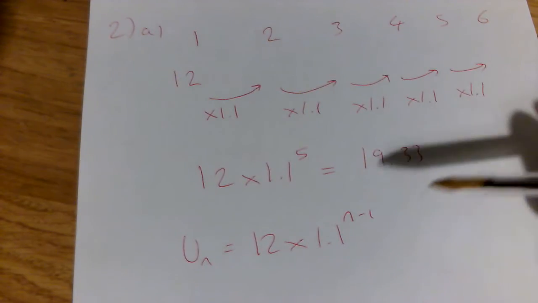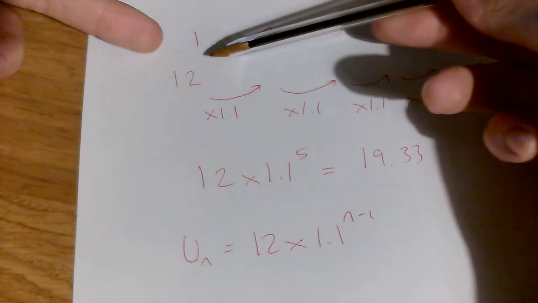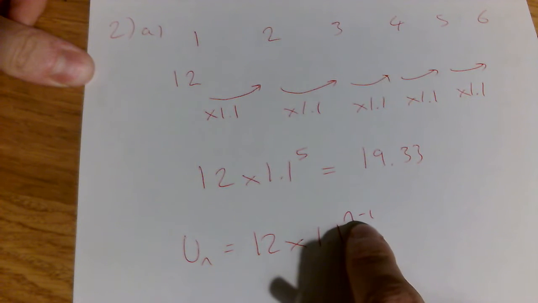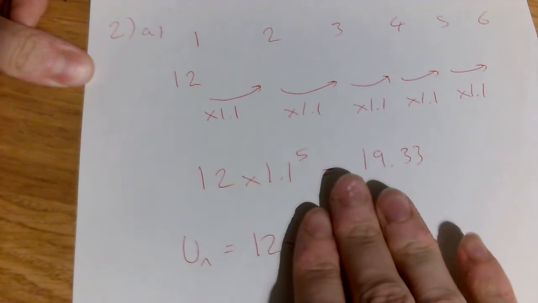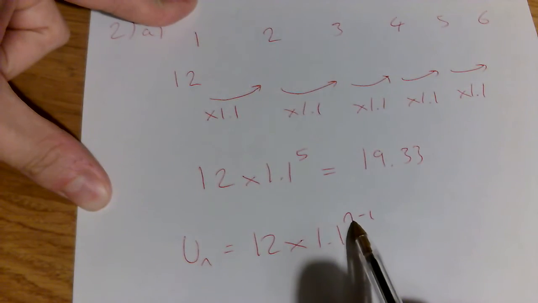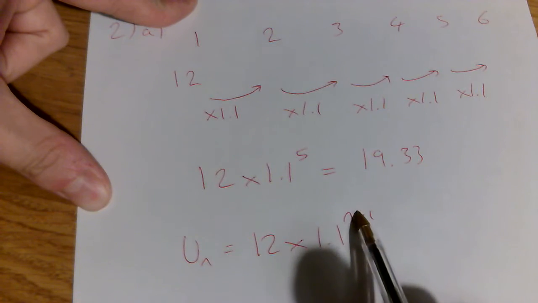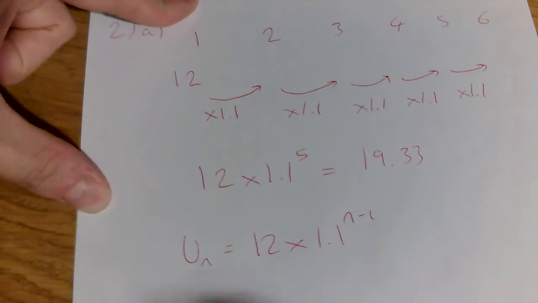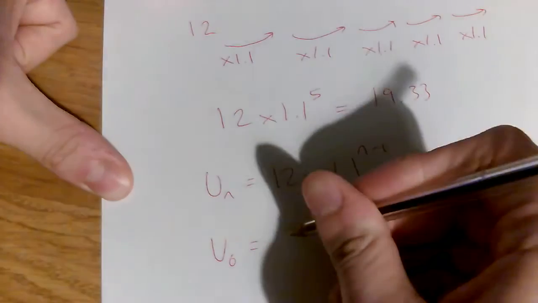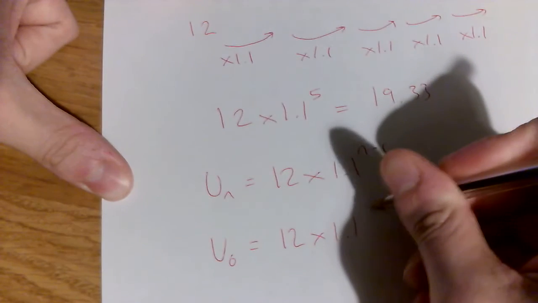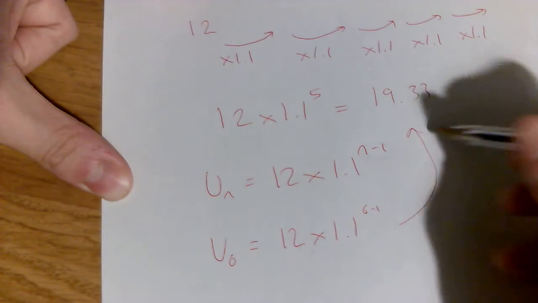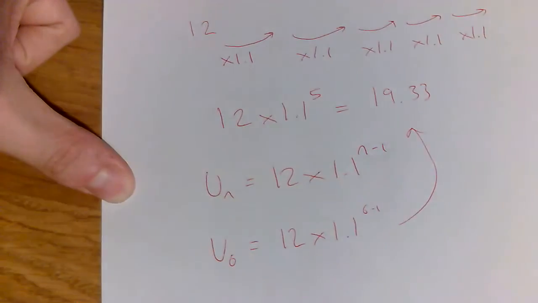Remember, it's n minus 1 here because if we're trying to get the first term, we don't have to apply this multiplier at all. So we want n as 1, then we do n minus 1 and get 0, so then that doesn't get applied at all and we get 12. But if we want to get to the 2nd term, n would be 2, but that means that this power would reduce to 1 because you only need to do this calculation once. So to get to the 6th term, the 6th hour, we do U6, 12 times 1.1 to the power of 6 minus 1, which of course we've just done there. Okay, so that's the first question.